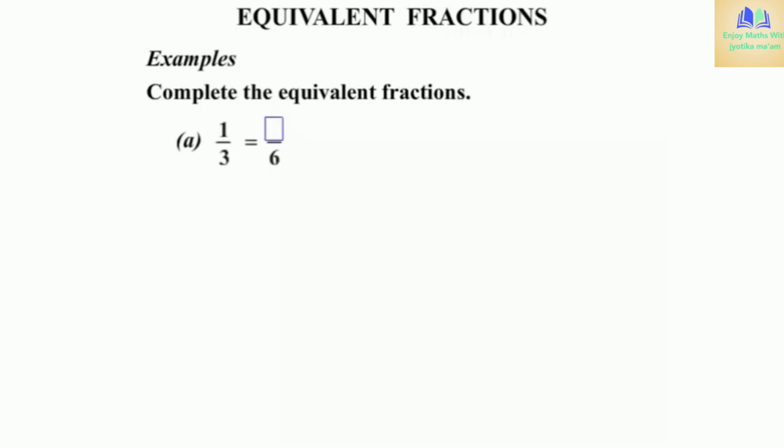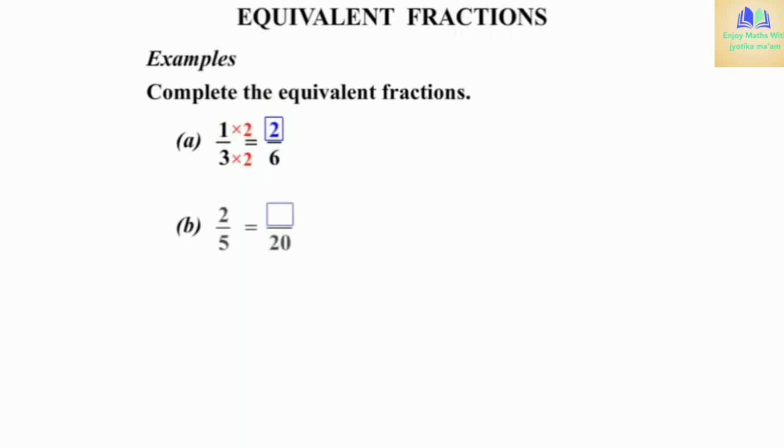Let's look at some examples. Now we are asked to complete the equivalent fractions. The first one we have got is 1/3 equals something over 6. Now if we look at the denominators, the bottom numbers, we have 3 and then 6. We ask ourselves, what have we done to the 3 to turn it into a 6? Well, we have multiplied by 2, so if we multiply the bottom by 2, we multiply the top by 2 as well. 1 times 2 is equal to 2.